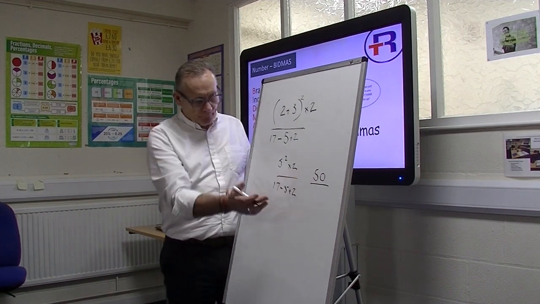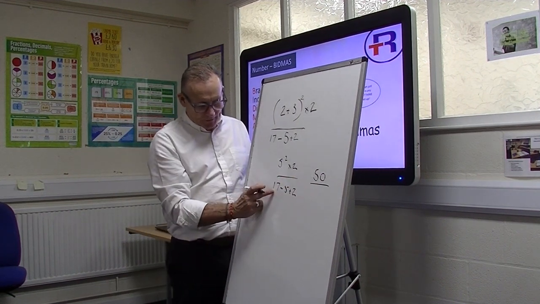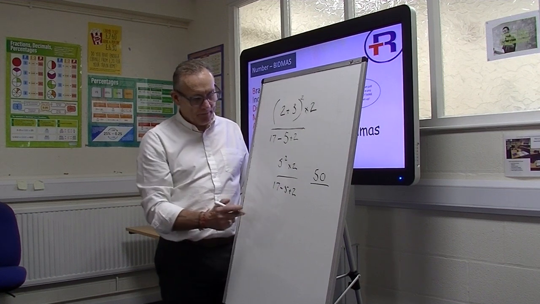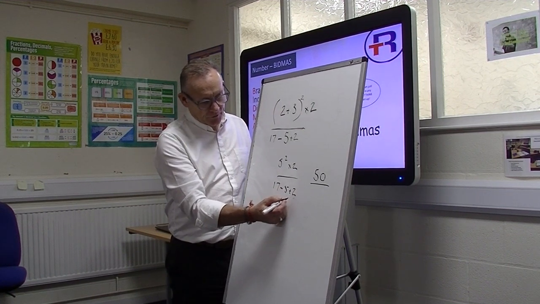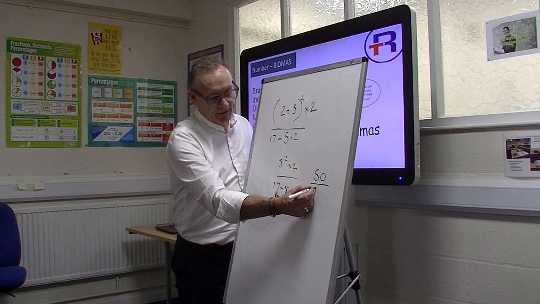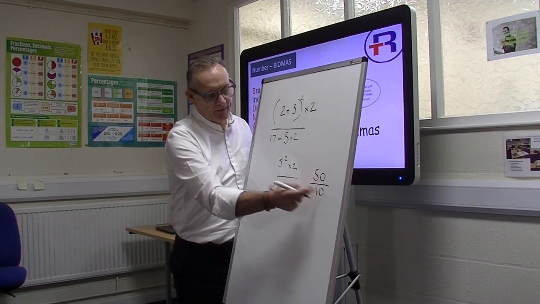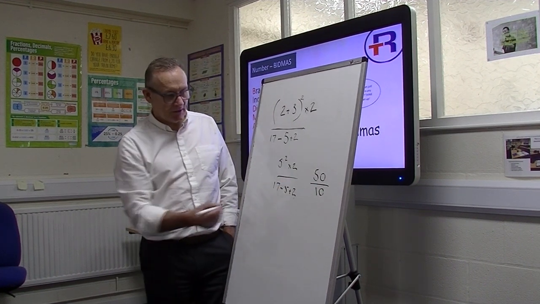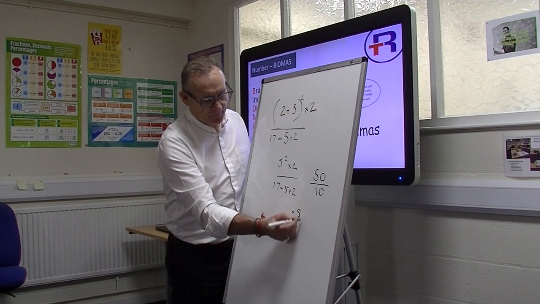There's the divide sign. We still can't do the division because we've got 17 minus 5 plus 2 on the bottom. 5 plus 2 is 7, 17 minus 7 is 10, so it would be 50 divided by 10. Okay, which gives you the answer of 5.